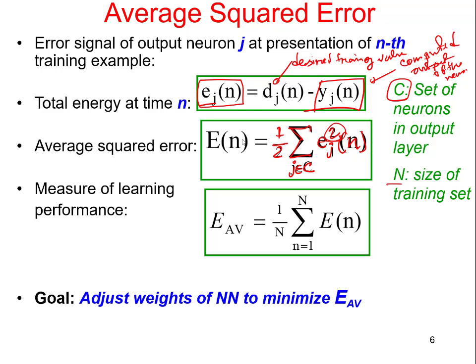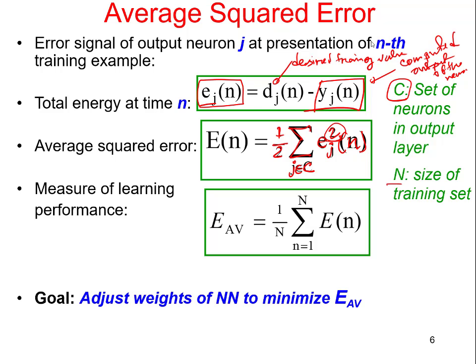If you have only one neuron, then this summation won't be needed. There will be only one error, and only that calculation will be propagated in the average squared error. And as the measure of average learning performance, we compute the errors for all the training set, and we take the average, 1 by N, of that error, to get the average squared error.